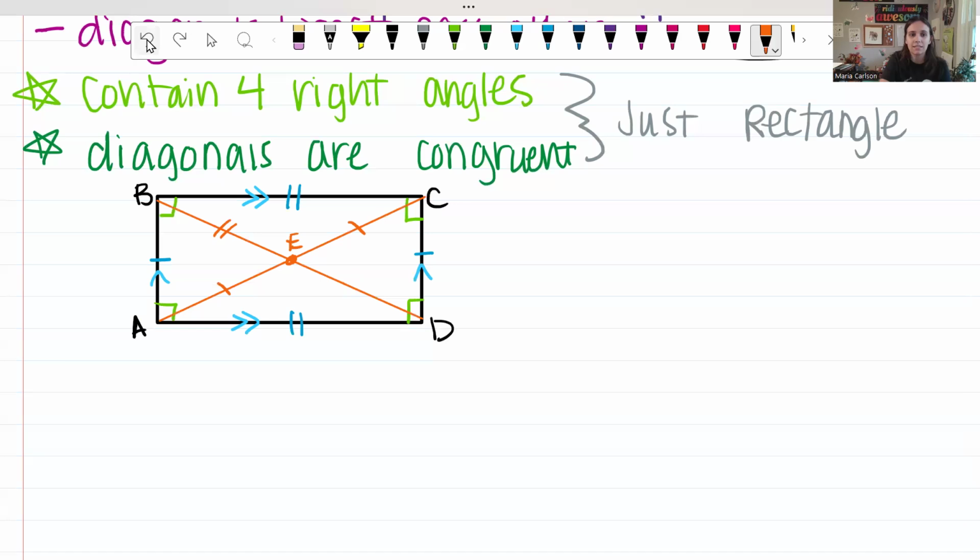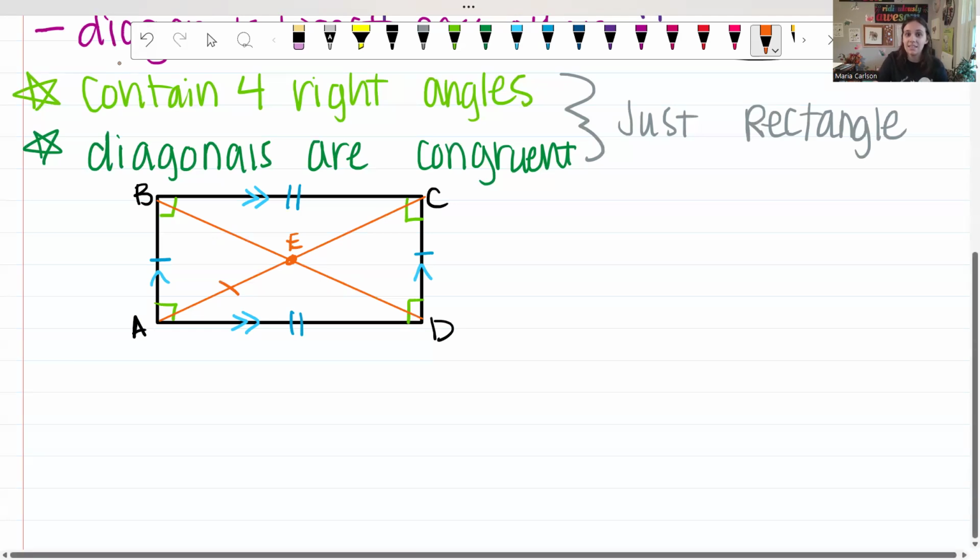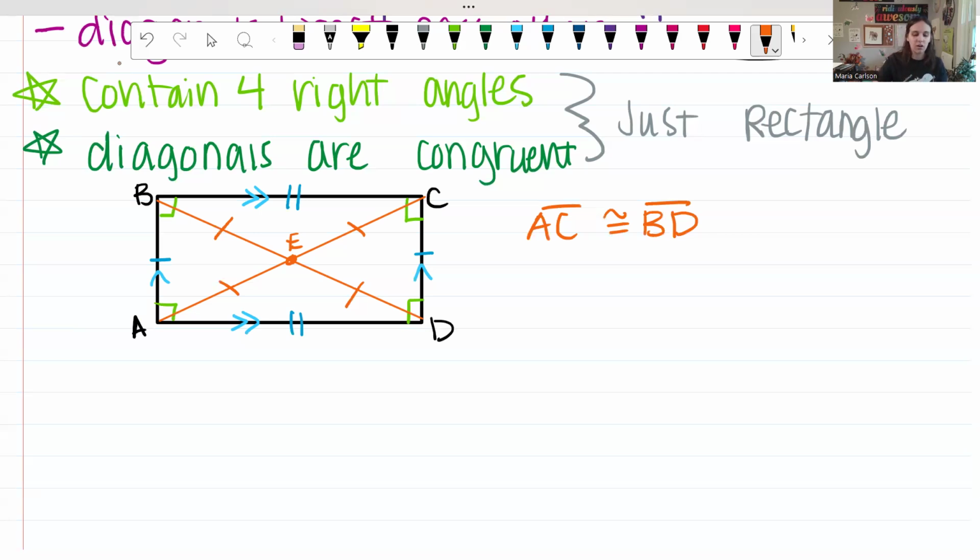But actually, in a rectangle, we know that the two diagonals themselves are congruent, which means that each of these little pieces, AE and EC, BE and ED, are all congruent to each other because AC as a segment is congruent to BD. So then we know that all of those little portions that are half of those segments are also equal.